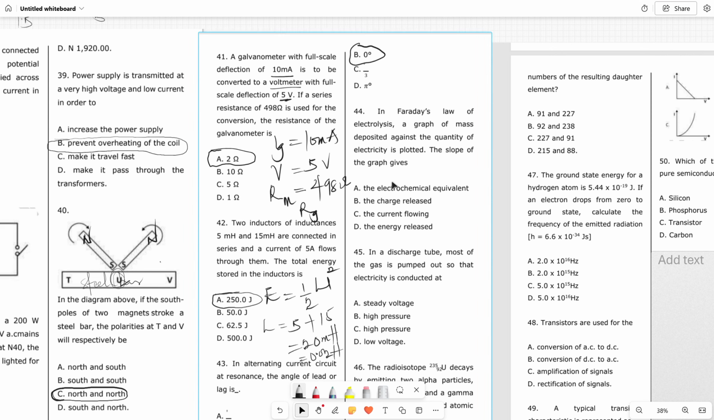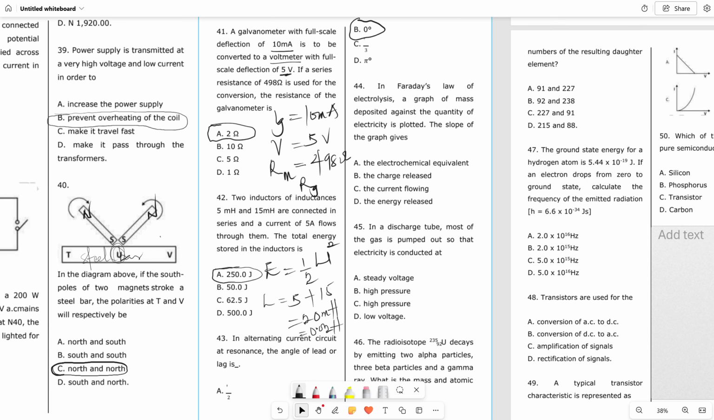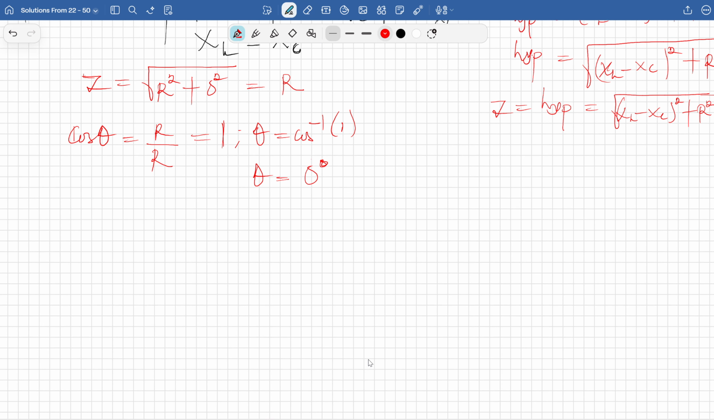So I'll go with option B then. 44. In Faraday's law of electrolysis, the graph of mass deposited against the quantity of electricity is plotted. The slope of the graph shows... So this is coming from electrolysis. For electrolysis, there are two laws: Faraday's first law and Faraday's second law of electrolysis, right?